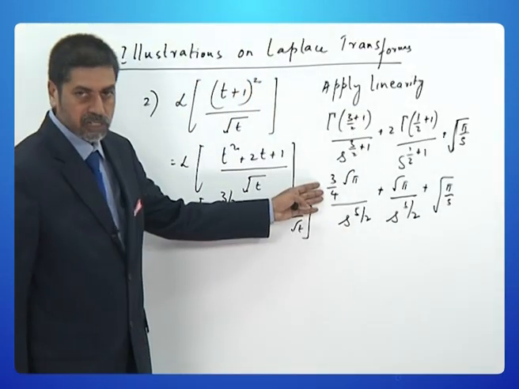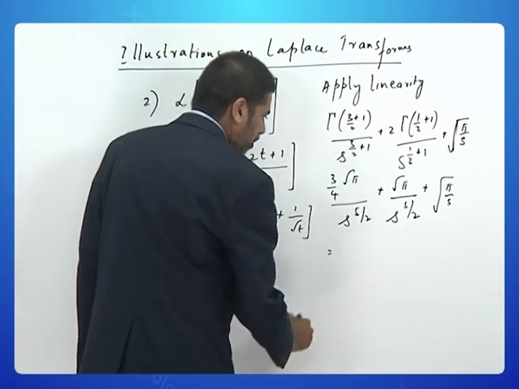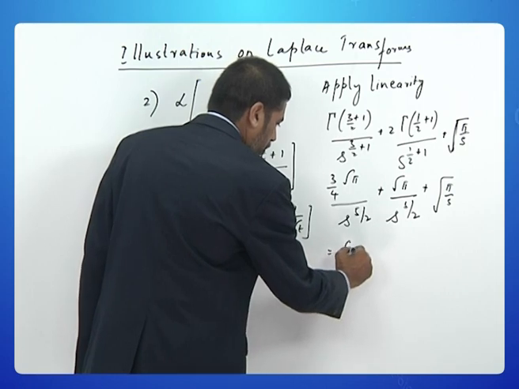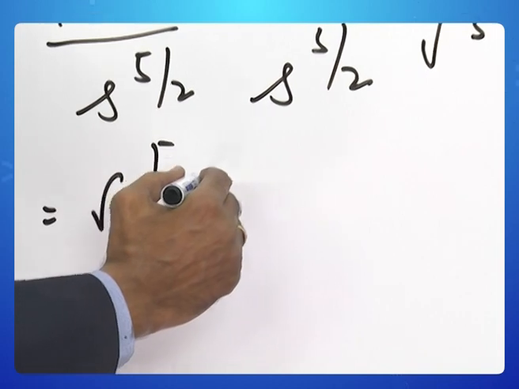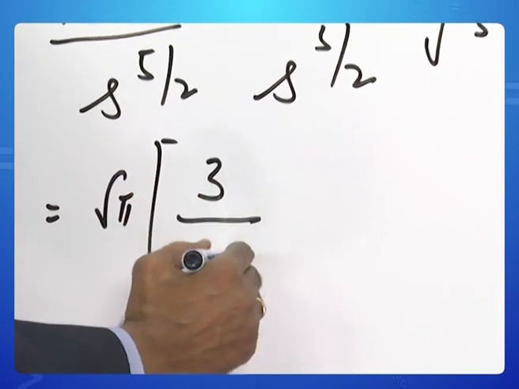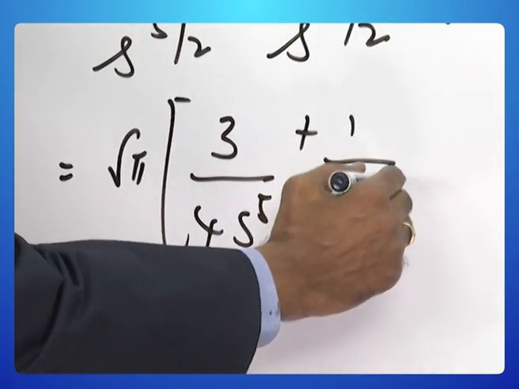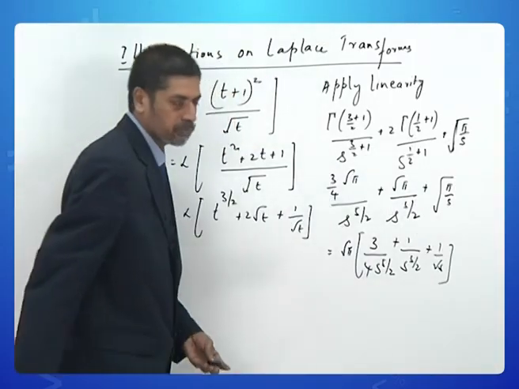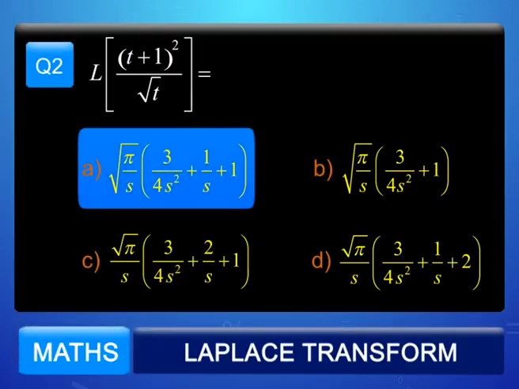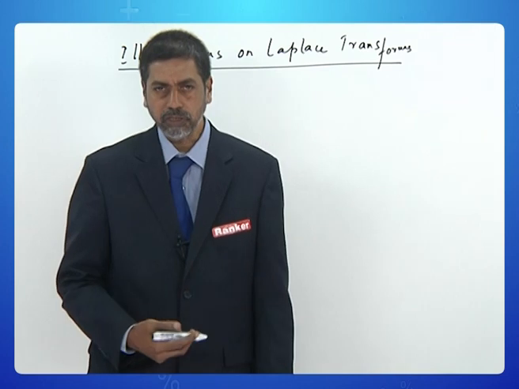So if you simplify this result, we will find that root pi can be taken common: 3 by 4 s power 5 by 2 plus 1 by s power 3 by 2 plus 1 by root s, and the correct option is A, as you can see. So a very simple way of solving this problem. Let's go to the third question.